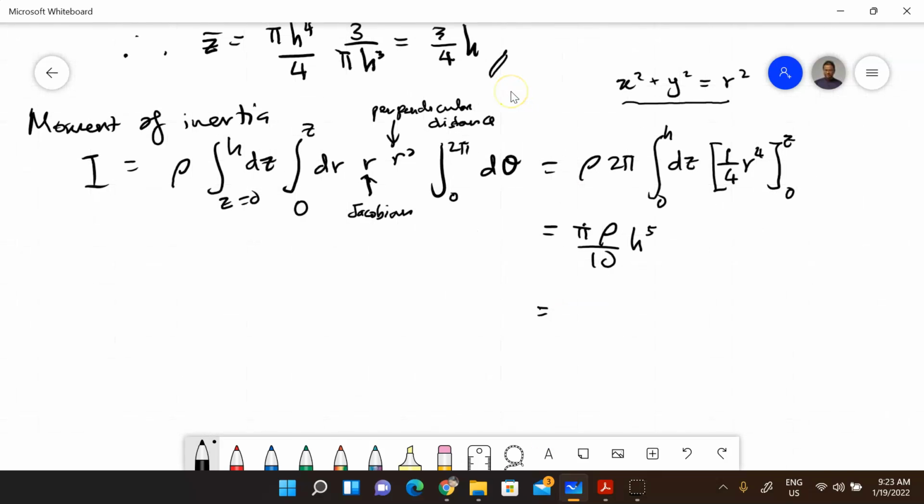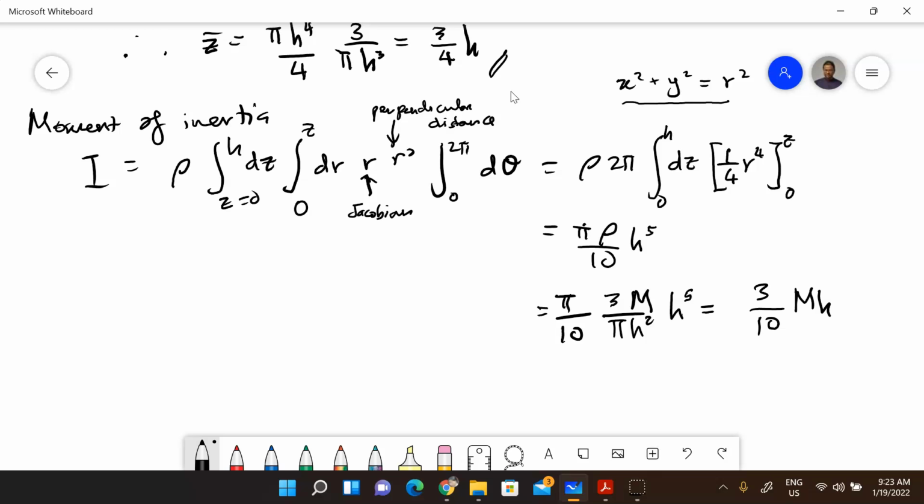Okay. So we have pi over 10. Rho is what was it? Okay, 3 over pi h squared times m, then times h to the 5th. And that gives you 3 over 10 m h cubed.